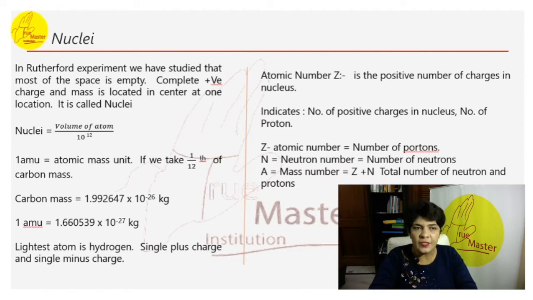In Rutherford's experiment, we took a gold foil and a radioactive source. Occasionally the alpha particles that we have studied in the atom chapter travel from the source and bounce back. This shows that the positive charge and mass are located at the center, at one location. Most of the space was empty. So we have already seen this experiment.